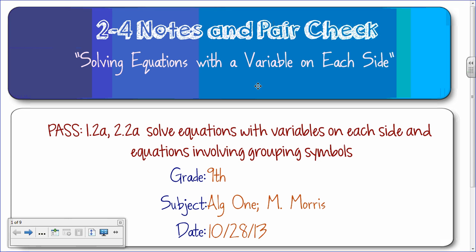Does everybody have the heading? 2-4 notes per check, solving equations with variables on each side. 1.2a and 2.2a pass. Solve equations with variables on each side and equations involving grouping symbols.